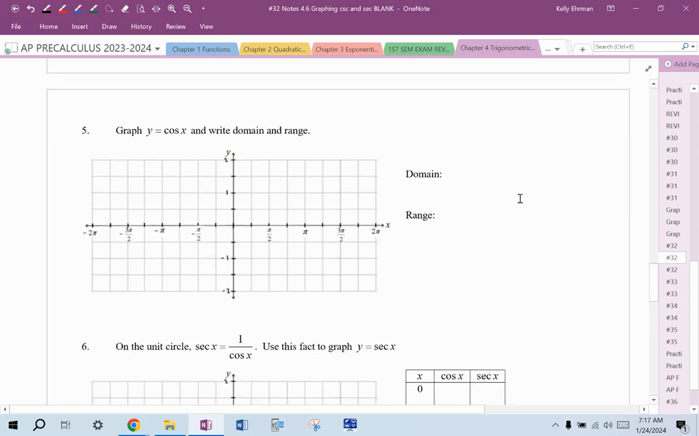All right, let's continue on the notes. I just got interrupted earlier. So now I want to start graphing the secant graph.